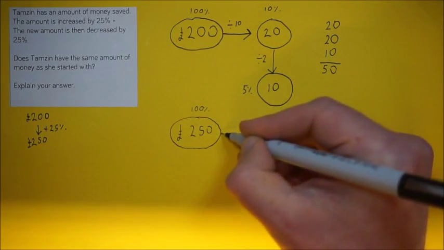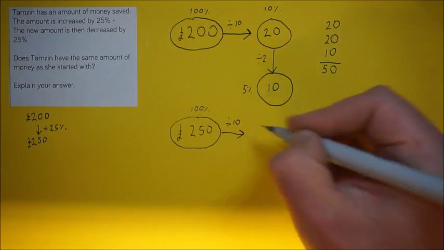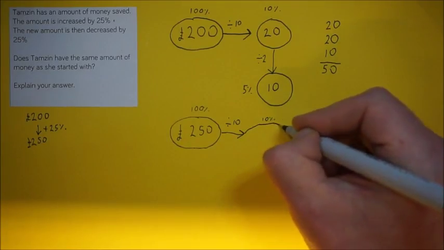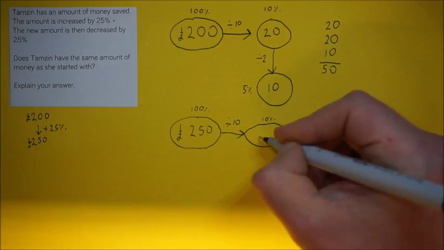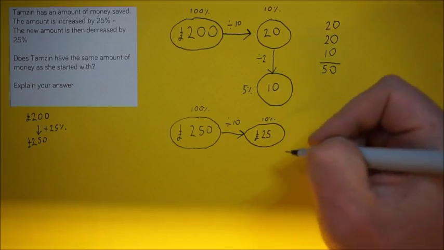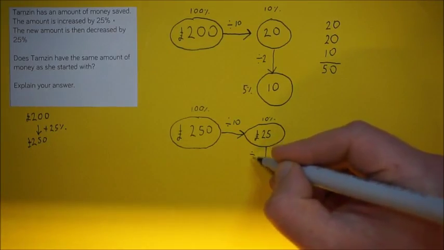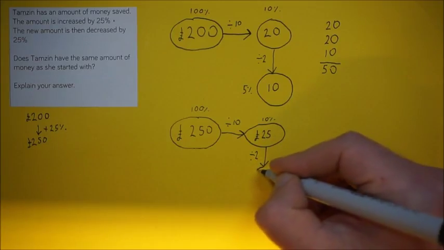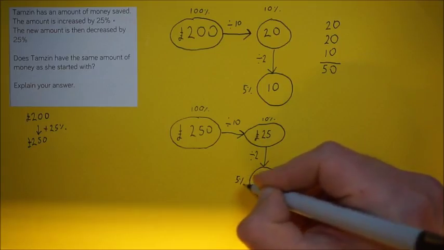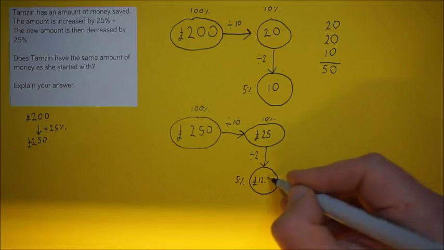And I'm going to do exactly the same. I'm going to divide by 10 to get my 10% value. So 250 divided by 10 is 25. And then I'm going to find the 5% value by dividing by 2. That's going to be my 5% value, and that is £12.50.